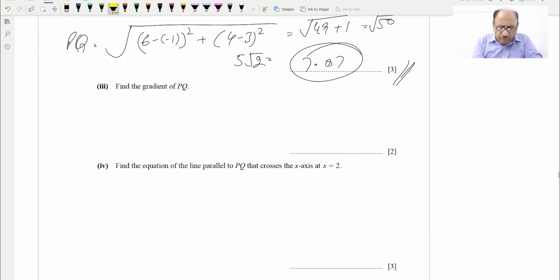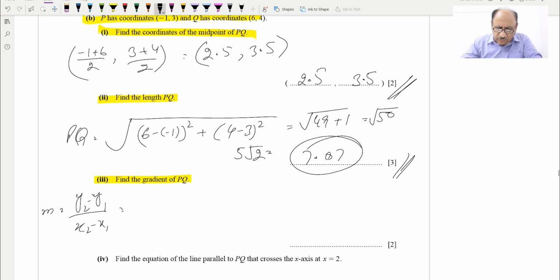Third part, find the gradient of PQ. So the gradient of PQ is what? y2 minus y1 over x2 minus x1, and we can take values, for example, this will be y2, we can take 4, so 4 minus 3 over 6 minus minus 1, so this will be 1 over 7. So 1 over 7 will be the final answer for 2 marks.